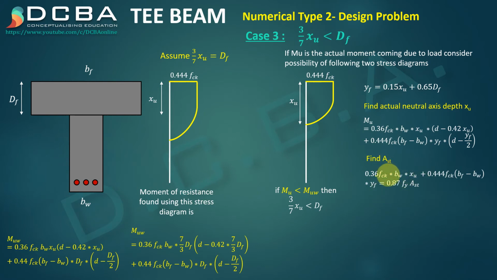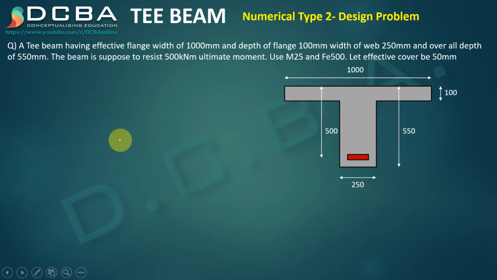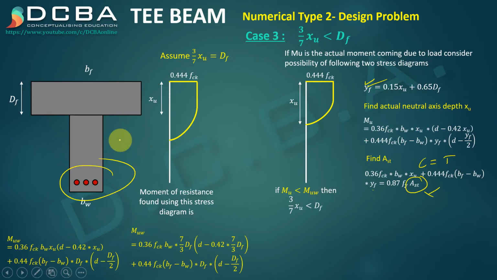After finding XU, you would know the actual value of YF also, so you can directly put the value of YF here, that is, we are equating the compression force to tension force, and the only unknown that would remain is AST. So we again find AST for case 3. So this is how we have to go ahead with the design numerical of a T-beam, and let us now solve a numerical.